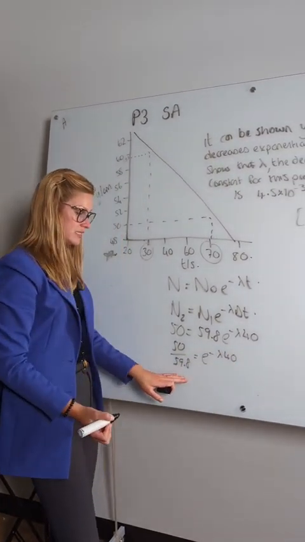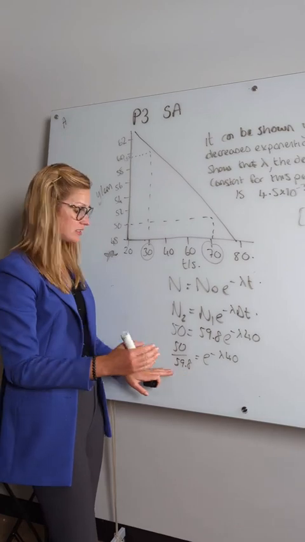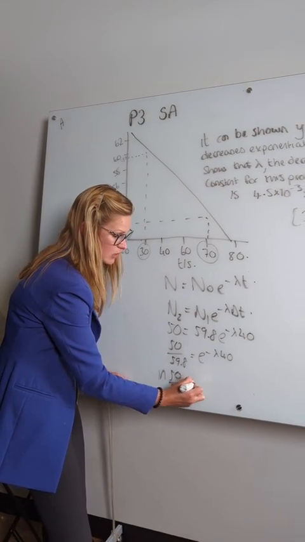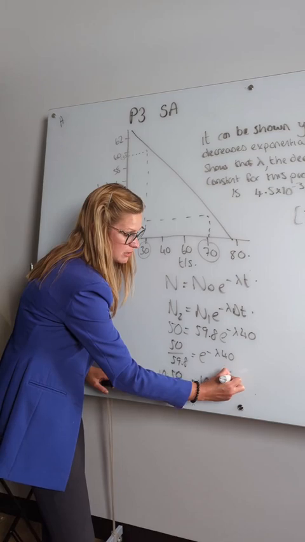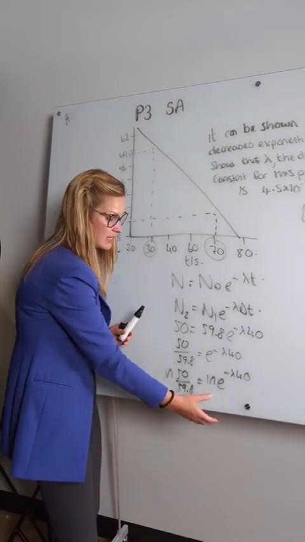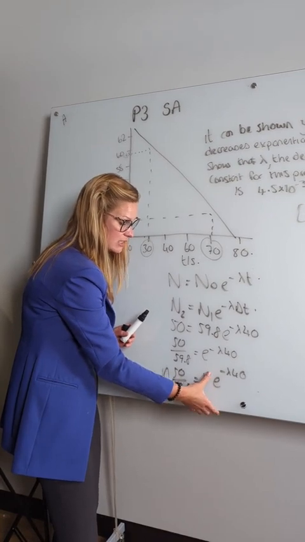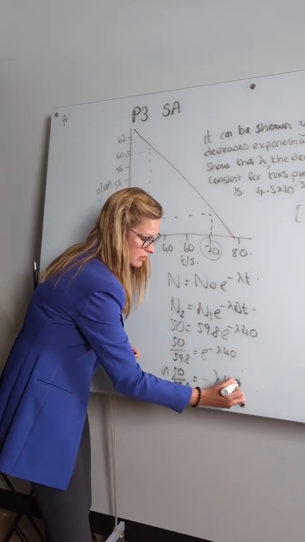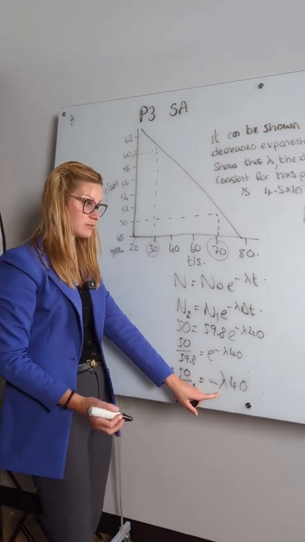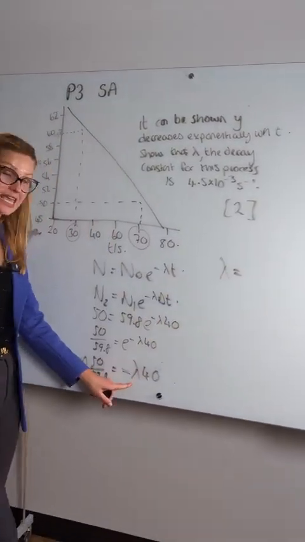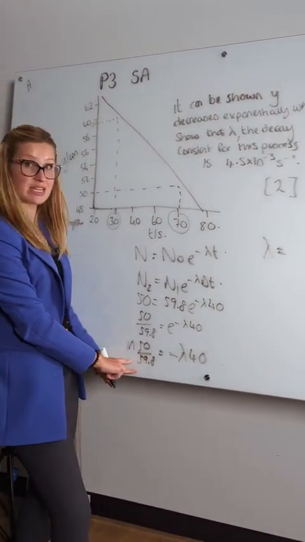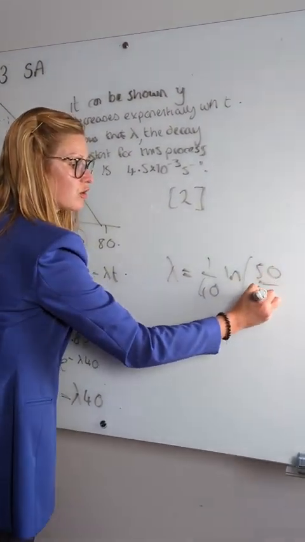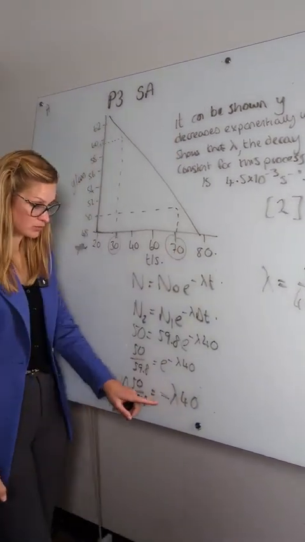And then hopefully you can see, to get rid of that exponential, we take natural logs of both sides. So natural log of 50 over 59.8 equals the natural log of e to the minus lambda times 40. I know from my math lessons, if I take the natural log of e to the base e, that just cancels out. So what you get left with then is your minus lambda times 40. Okay. So if I want to find what lambda is by itself, to find out what the decay constant is by itself, all I need to do now is divide this number by 40. So I'm going to do 1 over 40 multiplied by my natural log of 50 over 59.8. Okay, so we divide both sides by 40.